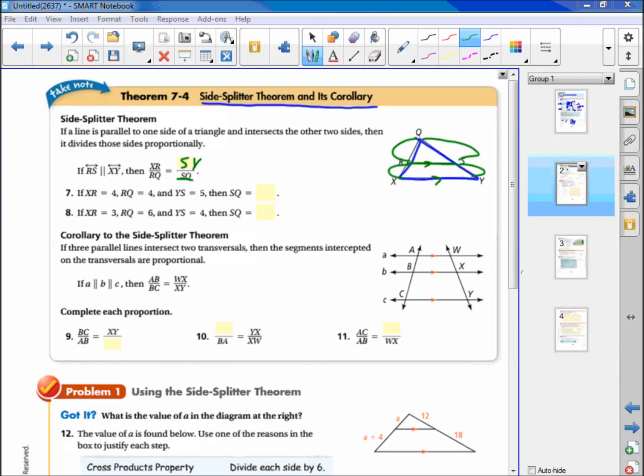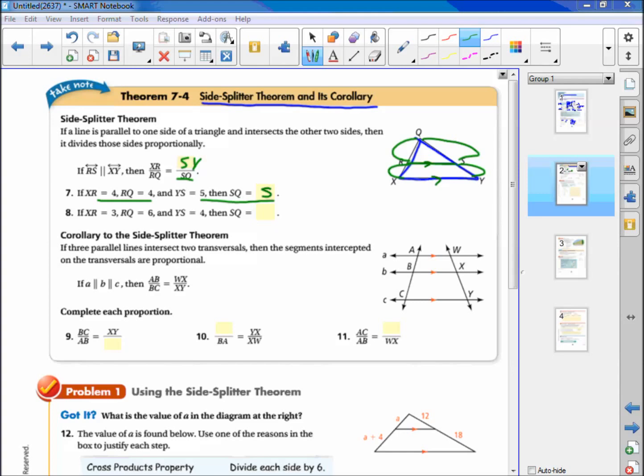So if XR is 4 and RQ is 4, YS is 5, then SQ would also have to be 5. So these are the same on the left side, then these should be the same on the right side because it has to be proportional. So 4 divided by 4 would make 1, 5 divided by 5 would make 1.